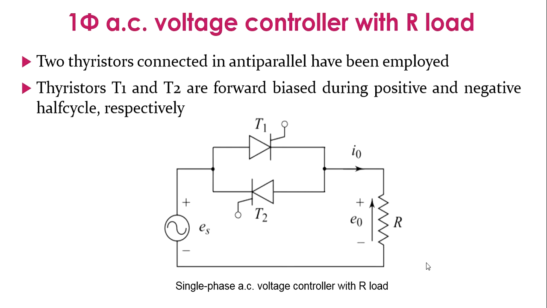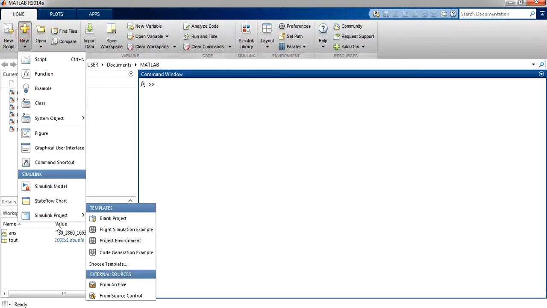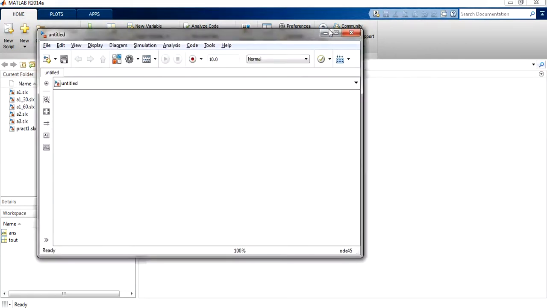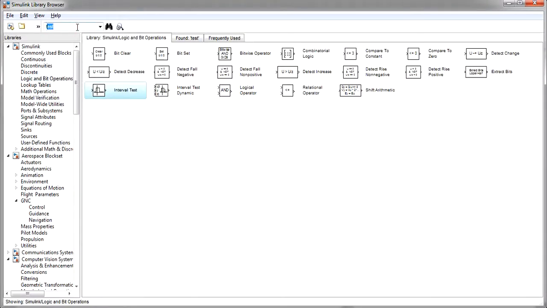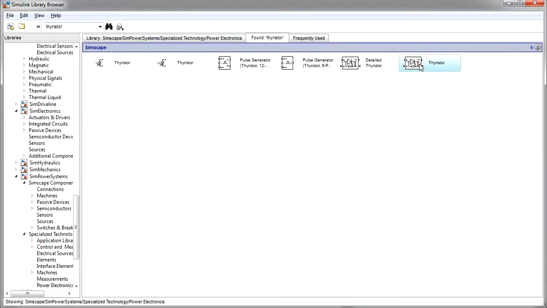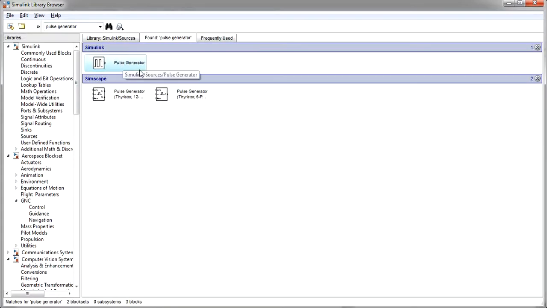So let us simulate the same thing in MATLAB. Take a new Simulink model, and from the library browser get the components which you need. I am taking thyristors first. We need two thyristors, so add them to your model. To trigger these I need two pulse generators, so search pulse generator and add two pulse generators to your model.